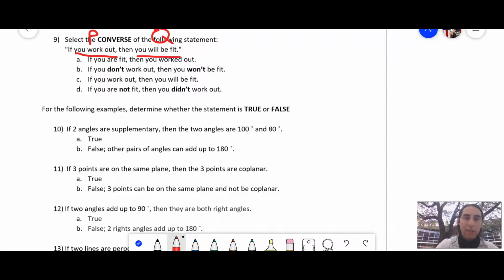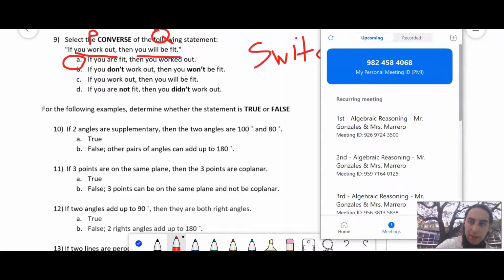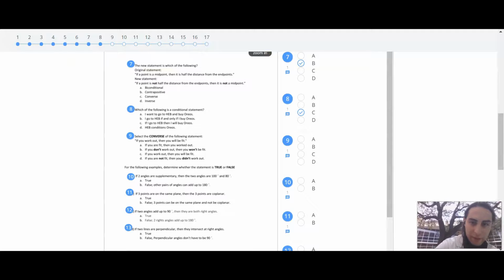So which one for a converse switches the order? Well, let's see here. It should say if you are fit, then you worked out. That would be letter A. I know there's some tense changing in there, but that is the answer. All right, so 9A. No, not that. All right, let's get to some true false with 10, 11, 12, 13.